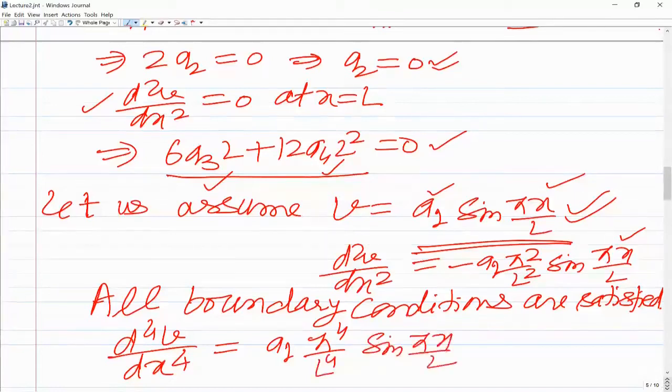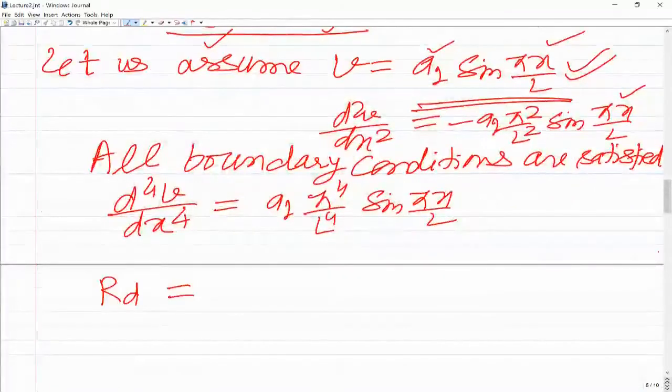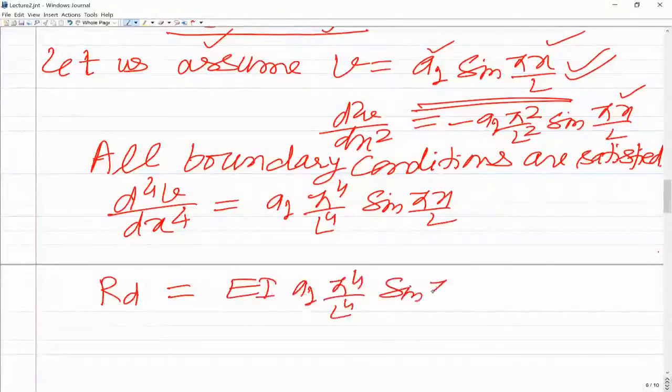So this is what will be the fourth derivative, and therefore the third step, the domain residual Rd, will be EI into d power 4 v by dx power 4. So that will become EI into a1 pi power 4 upon l power 4 into sine of pi x by l minus q. So this is going to be the domain residual.